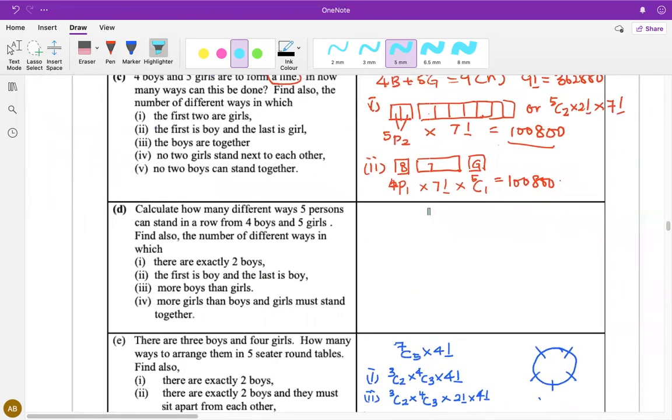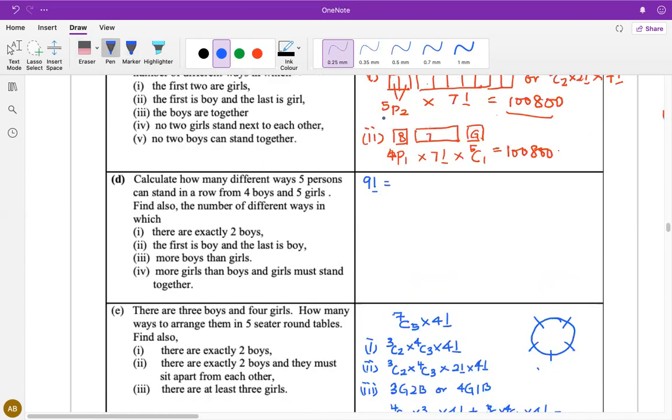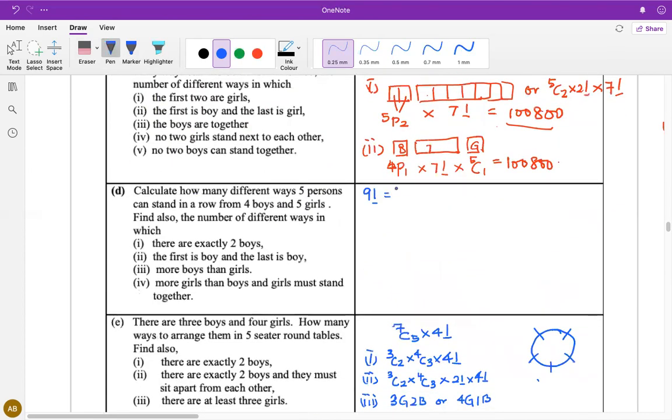Then we go to D. D is calculate how many different ways 5 people can stand in a row from 4 boys and 5 girls. Okay, 4 boys and 5 girls. So again, 4 boys and 5 girls is 9 factorial. So you get 362,880.